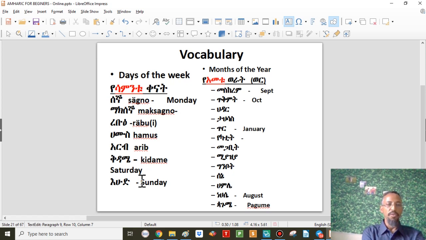But as the rest of the world, we normally start the week with Senyo, with Kadame and Uhud, Saturday and Sunday being the weekends. So the week starts on Monday. So this is Uhud. So Senyo, Maksenyo, Rabu, Hamus, Arb, Kadame, Ehud. So like Monday, Tuesday, Wednesday, Thursday, Friday, Saturday, Sunday. Keep studying. It's just when you rehearse them multiple times, then you master this vocabulary.